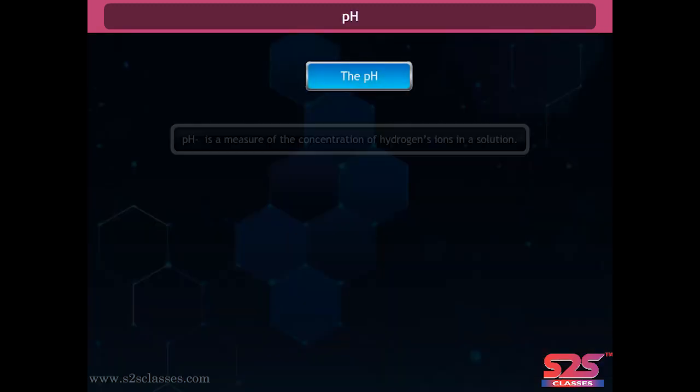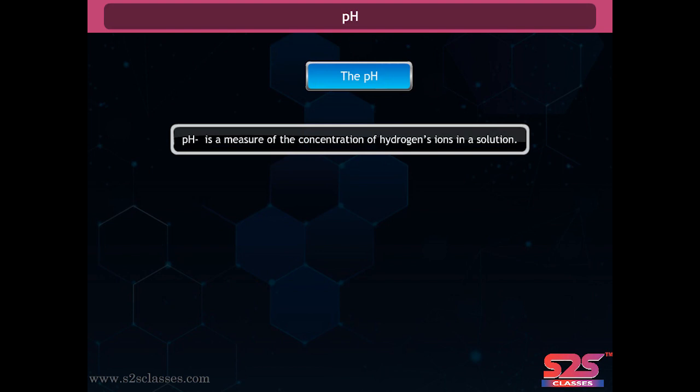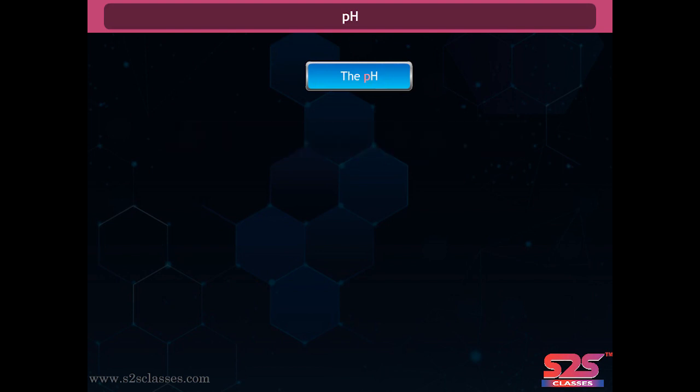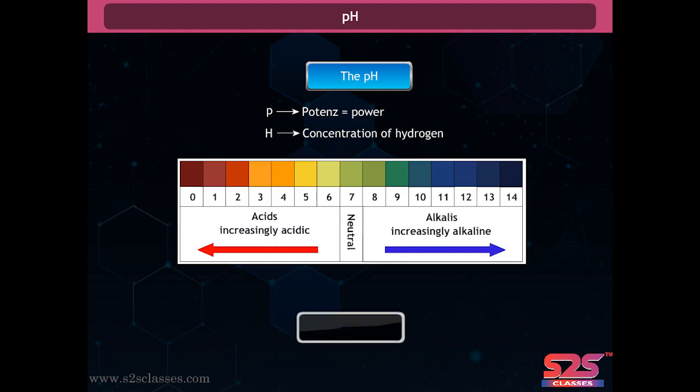pH. pH is a measure of concentration of hydrogen ions in a solution. The p in pH stands for potenz in German, meaning power. Thus, pH is defined as the negative logarithm of hydrogen ion concentration to base 10. On the pH scale, we can measure pH from 0, very acidic, to 14, very alkaline. The pH of a neutral solution is 7. Values less than 7 on the pH scale represent an acidic solution and more than 7 is base.